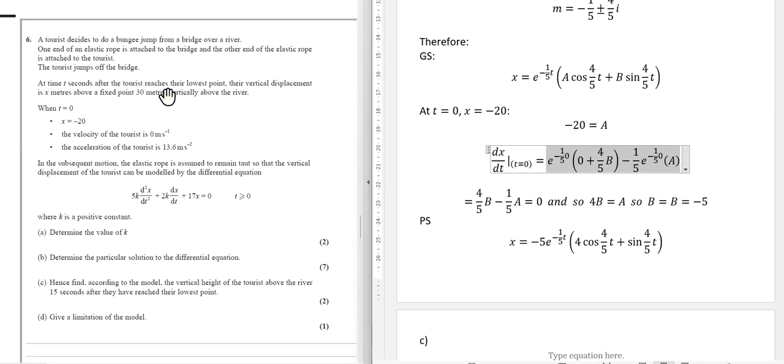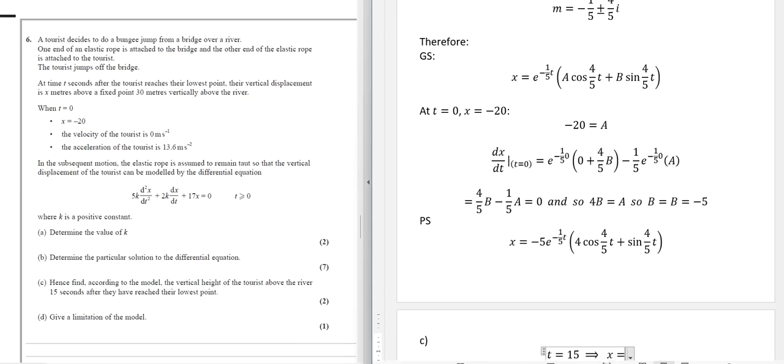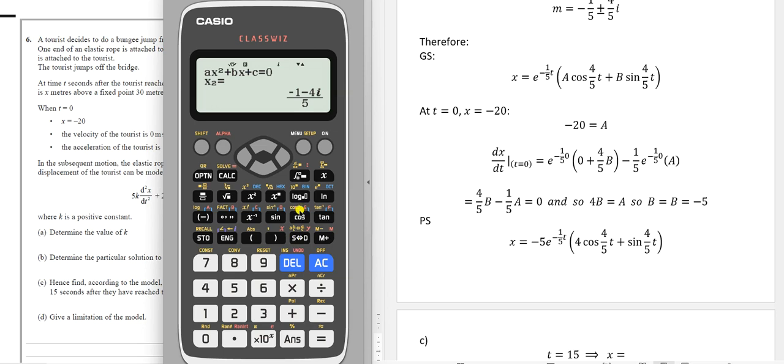Oh yeah, hold on. At time t seconds after the torus reaches their lowest point, their vertical displacement is this. It's only 2 marks. I thought, are they expecting us to get stationary points? No, 15 seconds after they reach their lowest point just means t equals 15. So t equals 15. We can find the value of x, and x represents their vertical displacement above a point 30 meters above the river. We need the height, but that's just going to be using x, and then referring back to the model, doing some subtracting with 30 meters. So we throw that into a calculator and get some numbers.